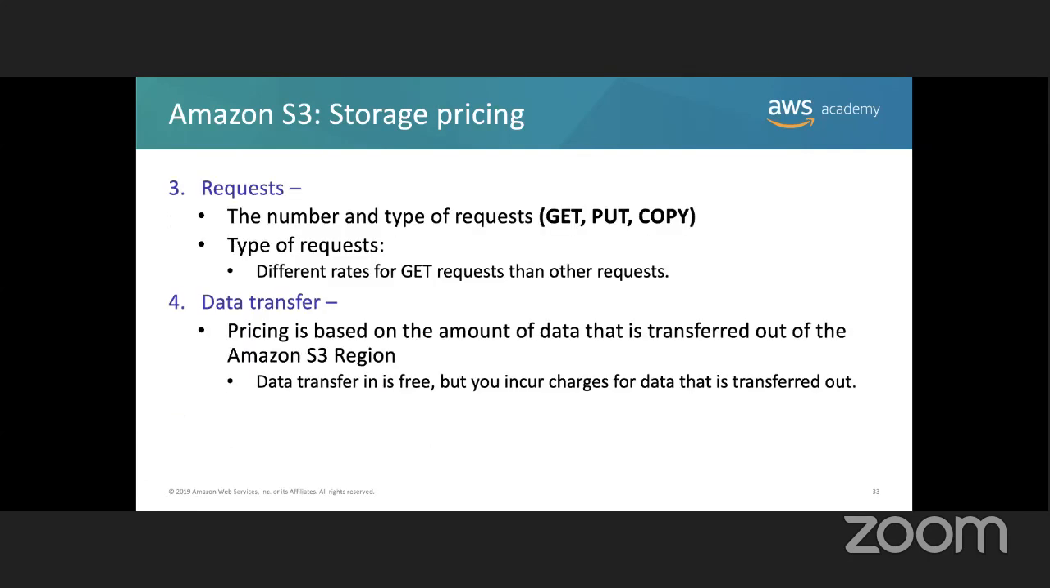Requests: how many API calls, and the number and types of requests, whether it is a get, a put, or a copy. There are different rates for get requests than other requests, depending on what you're getting. When you say get, it's just read. You're reading, you're getting the object, right?